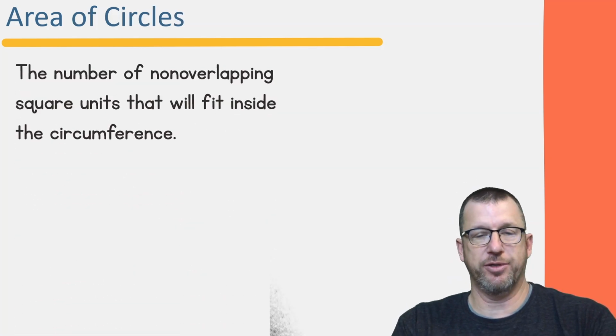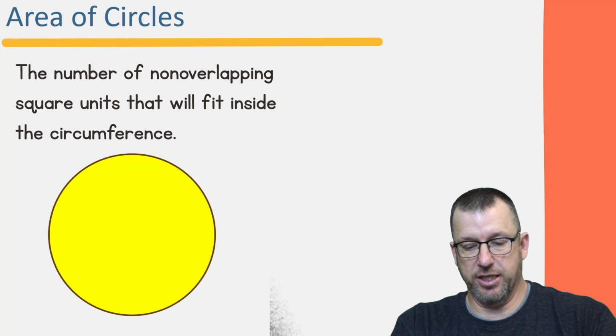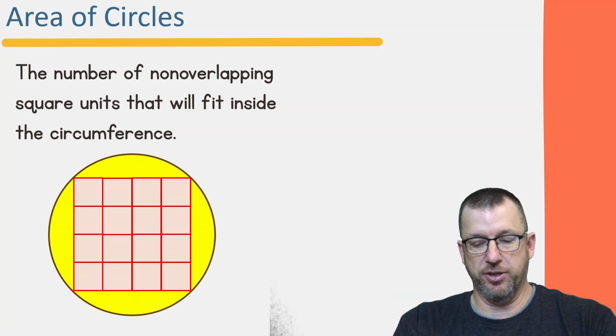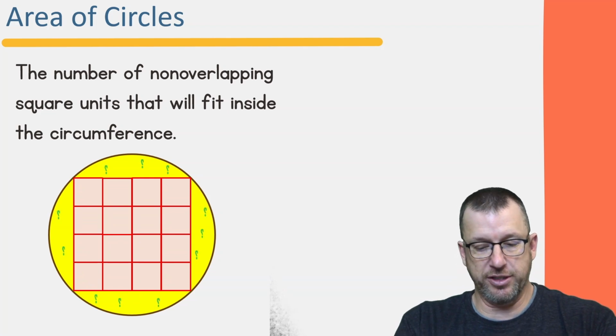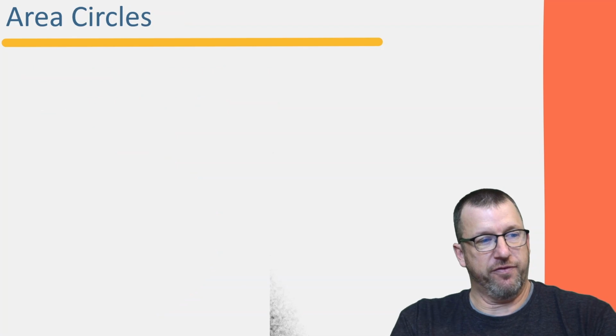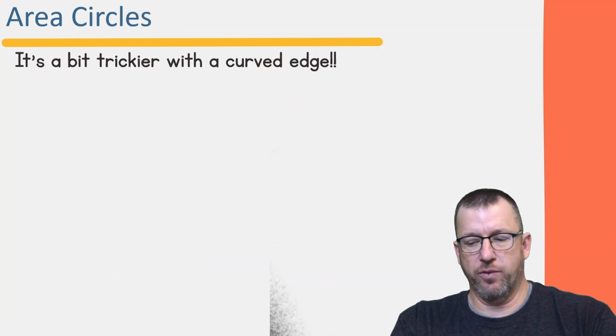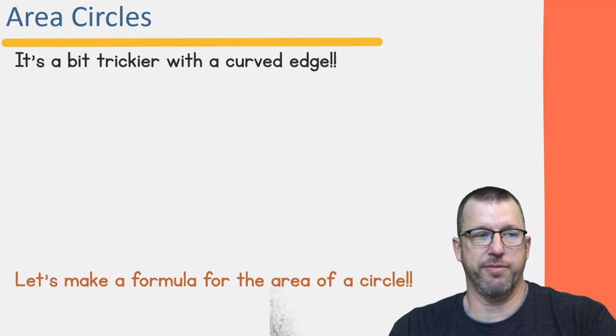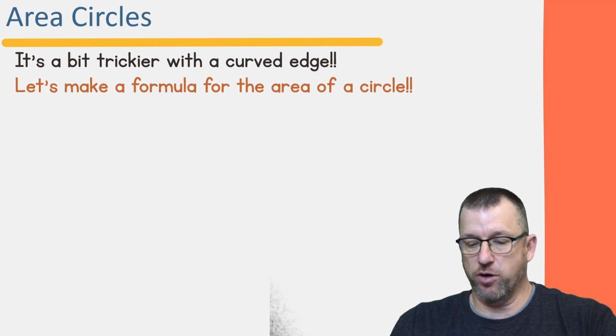Well, in circles, it's a little bit trickier, because we have a circle and we're trying to fit square items inside of it. Here we could put some squares in, but we also have all this other area on the outside. So we have to figure out a formula that will make this make more sense for us. Those curved edges really make it challenging. So let's make a formula for the area of a circle.